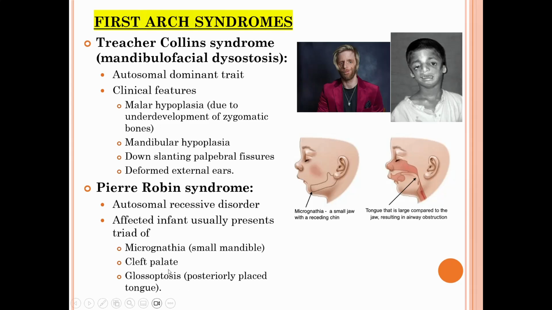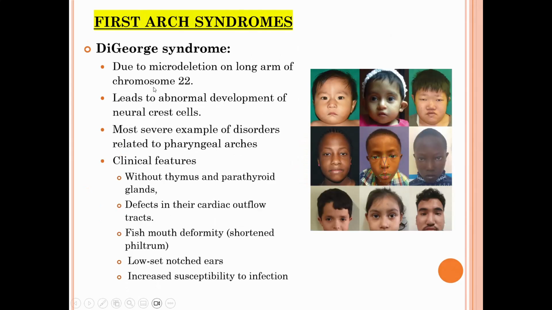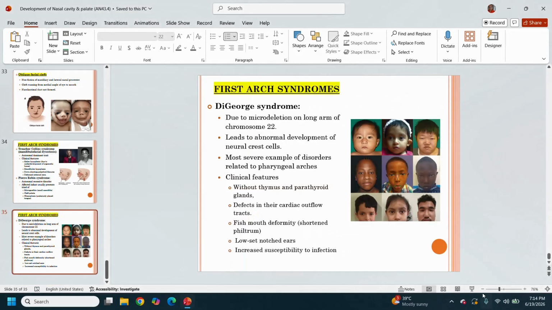You can see here another syndrome, that is DiGeorge syndrome. It involves many features. This also involves the first arch.